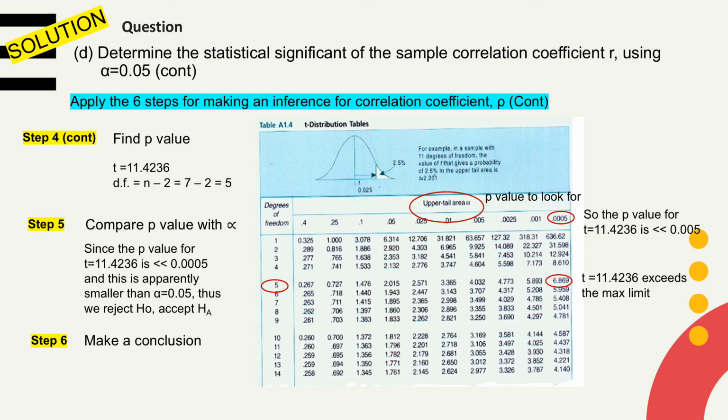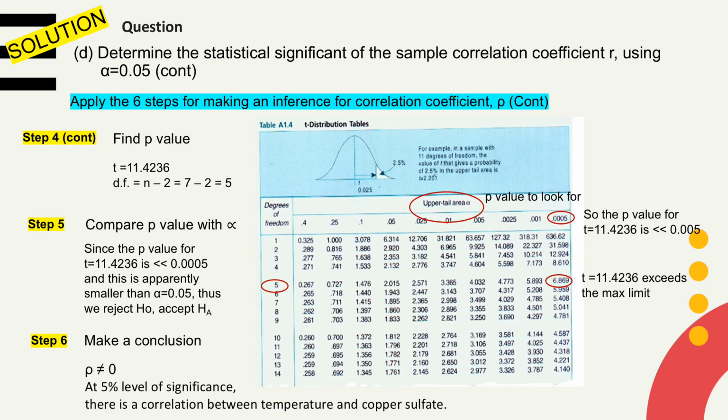In the final step, we have to make a conclusion. The conclusion that we have to make is that at 5% level of significance, there is a correlation between temperature and copper sulfate. So that answers the fourth question of this problem.